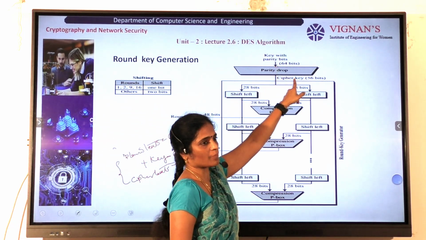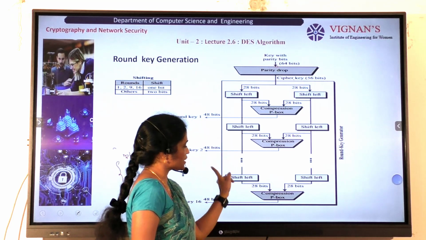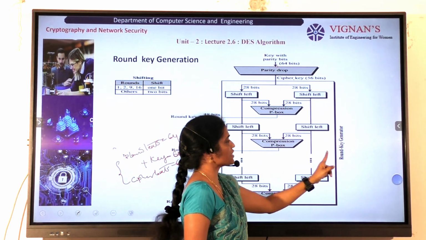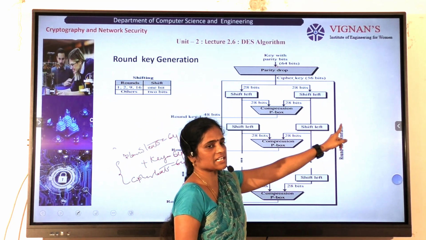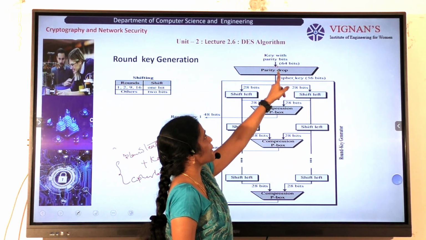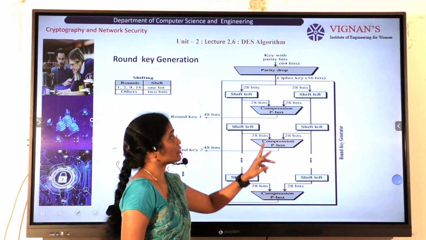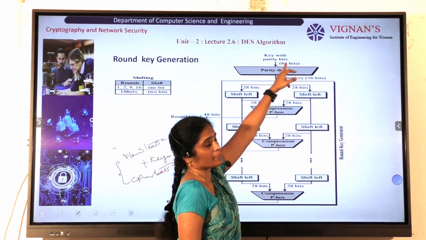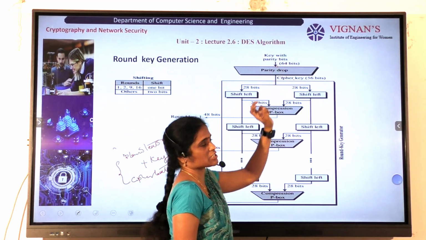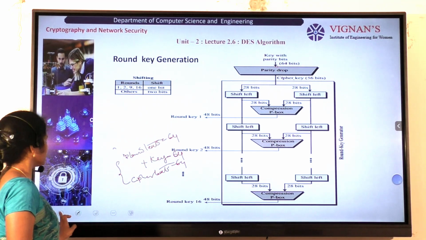the parity drop. This circuit shows the working of round key generation, how the round key generation is going on. The parity drop will eliminate a total of 8 bits from the 64 bits. How does it eliminate 8 bits from the 64 bits? See here.